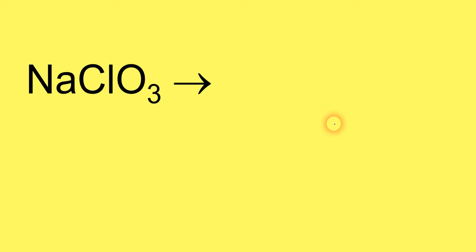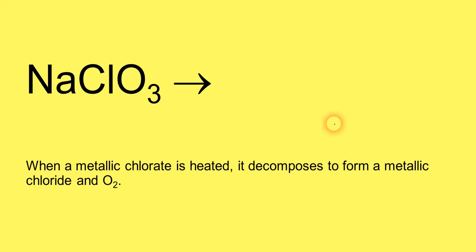Here we have sodium chlorate, NaClO3. And as you can see on your list of rules, there's a rule for decomposing chlorates. And this is it. When a metallic chlorate is heated, it decomposes to form a metallic chloride and O2 gas, oxygen. So what's the metal in the metallic chloride? Well, the only metal in the reactant is sodium. So our metallic chloride would have to be sodium chloride.